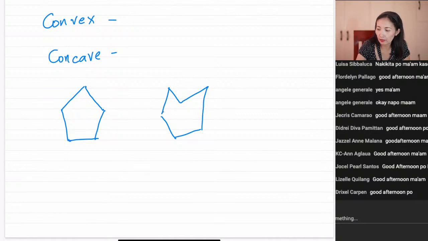Okay, A versus B. In which figure is the polygon a convex polygon, and in which figure is it concave, A or B? Anyone? Convex? Which one? Just tell me the letter. Convex is A or B? Which one is convex? Which one is concave?